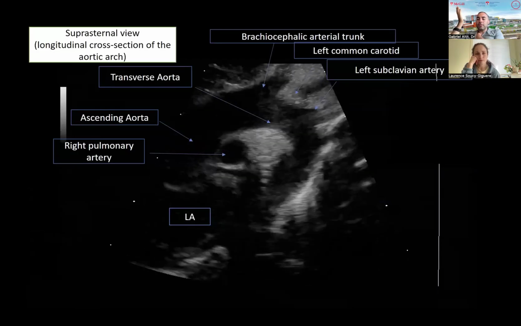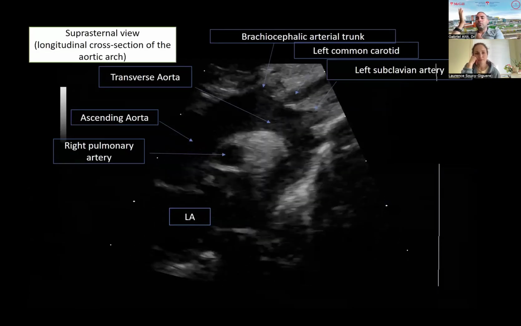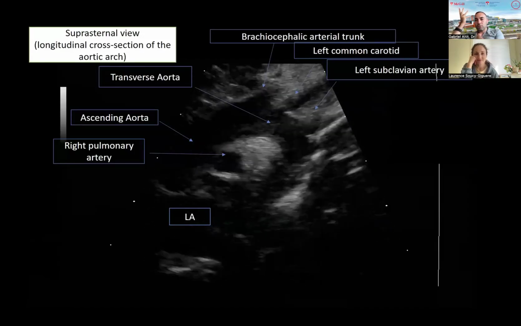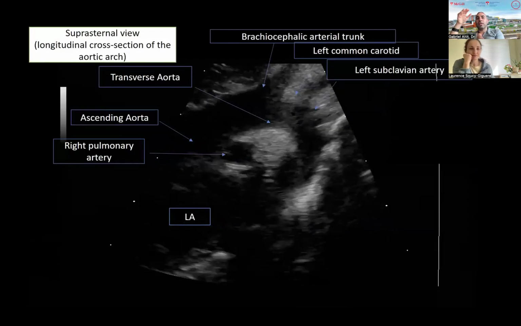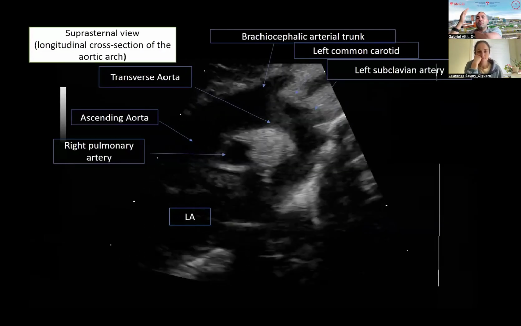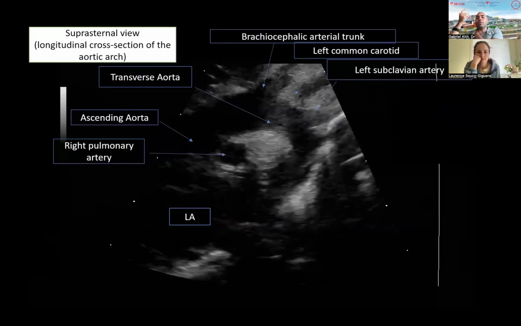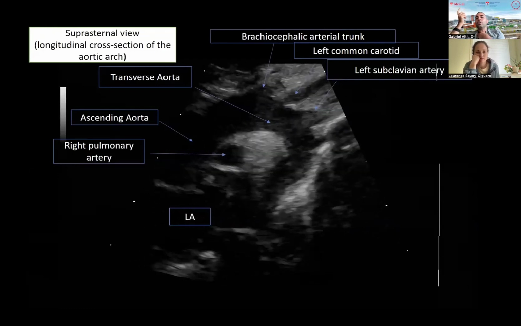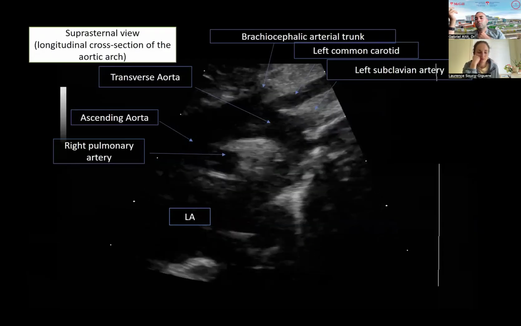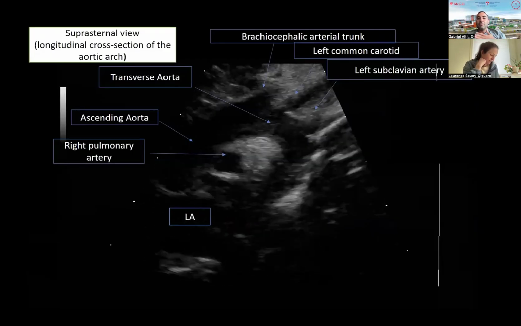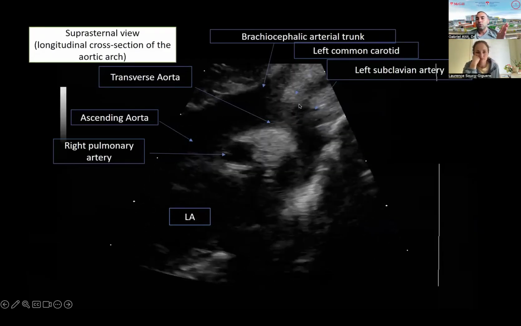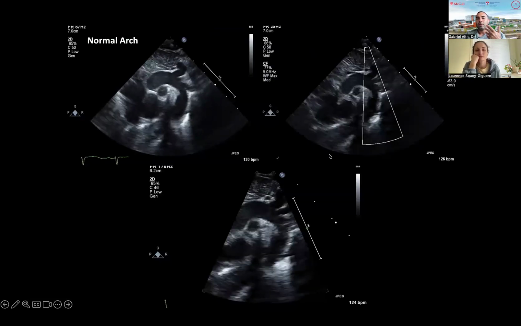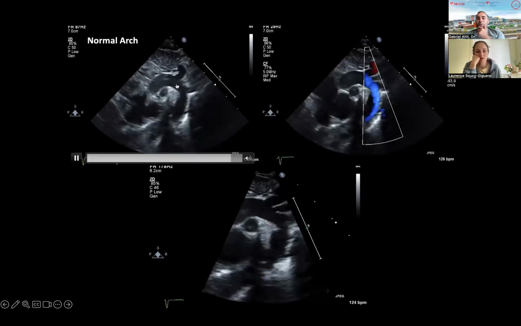And some people will call it the bovine arch, which is a bit of a misnomer because bovines don't have this vessel. They have a different arch configuration. So that's a bit wrong to call it that way. The common origin of the left carotid and left subclavian artery is probably the more correct term. And because they get this common origin, sometimes the arch will look smaller at that area by definition. So that's the example of a normal arch.